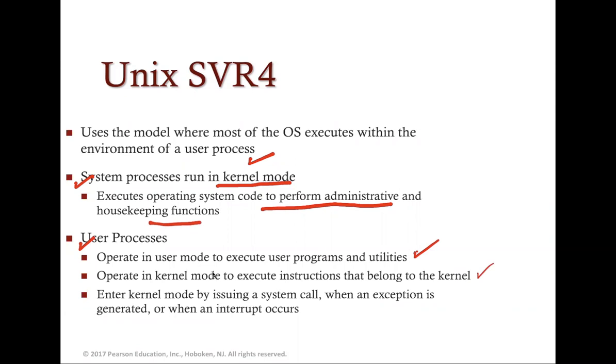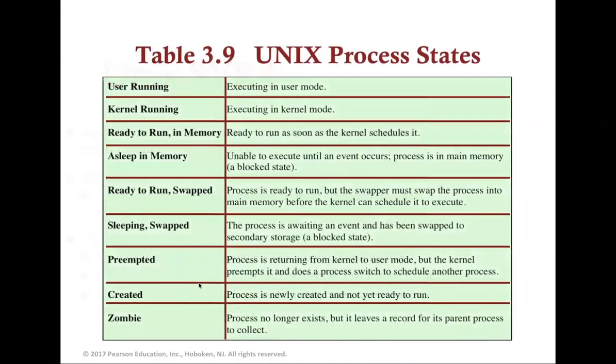User processes enter the kernel mode by issuing a system call. So if a user process would like to go into kernel mode, it issues a system call, or when an exception is generated, or even when an interrupt occurs. In Unix operating systems, particularly Unix SVR4, there are a total of nine process states, including user running, kernel running, ready to run in memory, asleep in memory, ready to run swapped, sleeping swapped, preempted, created, and zombie.